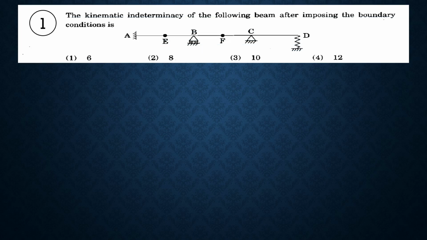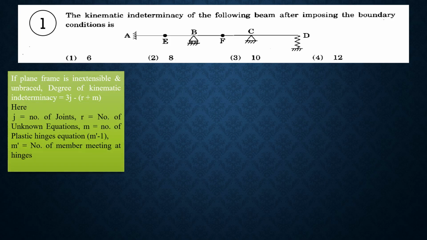Question number 1. The kinematic indeterminacy of the following beam after imposing the boundary condition is? To calculate the kinematic indeterminacy, the formula is 3j minus (r plus m), where j is the number of joints, r is the number of unknown reactions, and m is the number of plastic hinges equations.